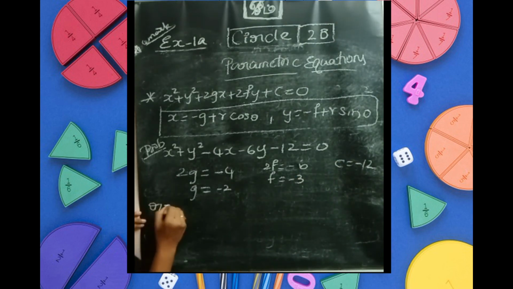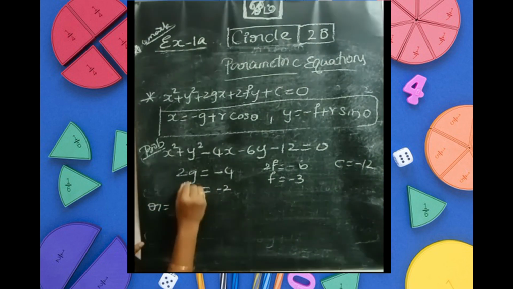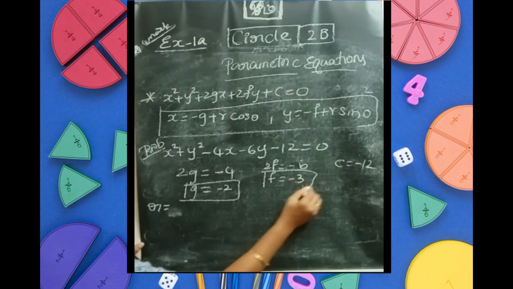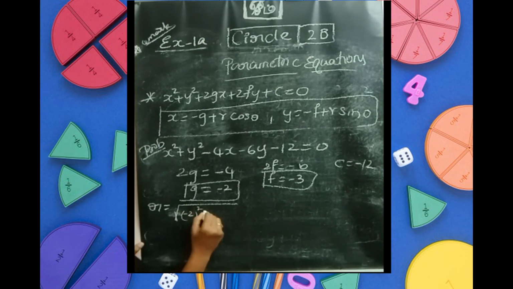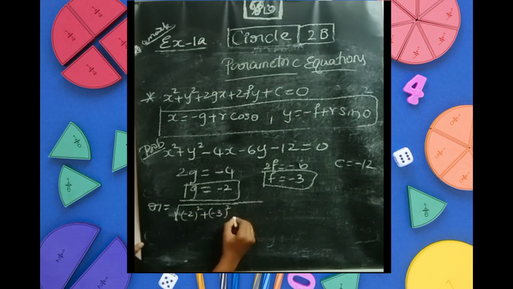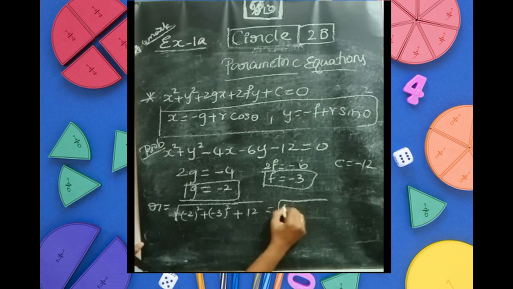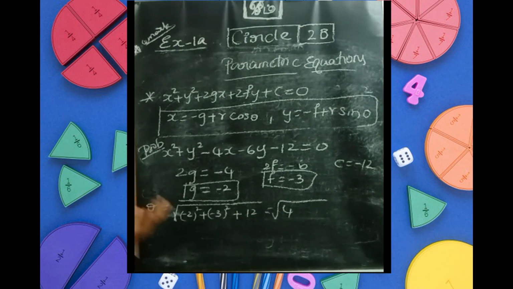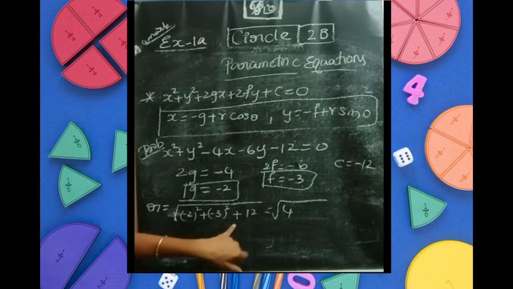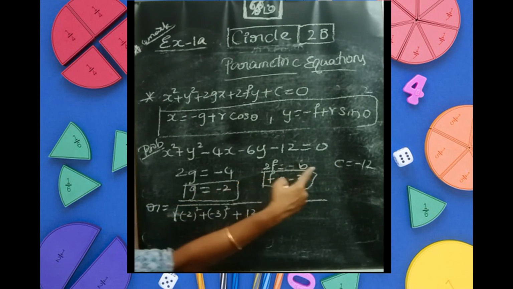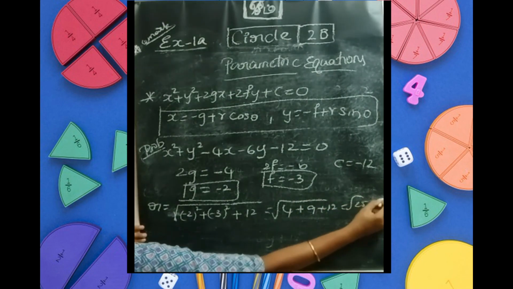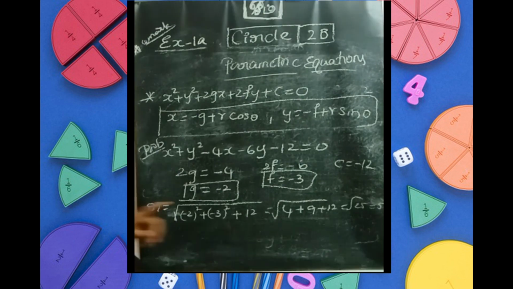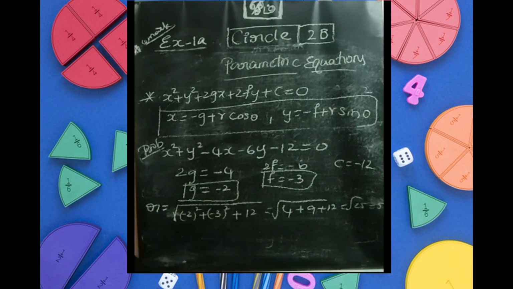From this we have to find r. We know the formula for r: root of g square plus f square minus c. So (minus 2) whole square plus (minus 3) whole square, minus into minus plus 12, which equals root 25, that equals 5. So r is 5, g is minus 2, f equals minus 3.